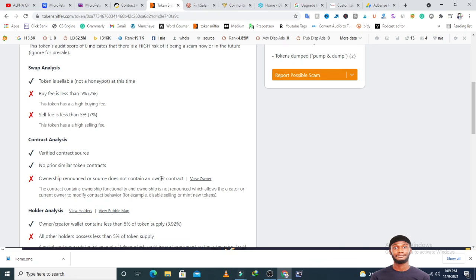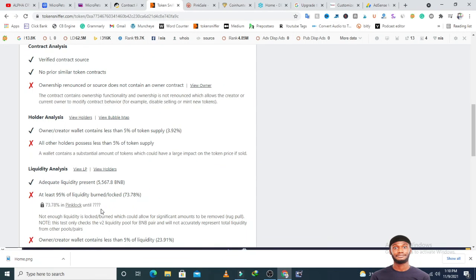The owner renounced all. That means the owner still has power to control this token. Now they said the contract contains ownership functionality and the owner is not renounced, which allows the creator to modify. The person can stop you from buying, from selling, from minting new tokens. And that means there could be a chance that anything can happen. Now look at this, they said the holder analysis: owner/creator wallet contains less than 5% of the token total supply. All other owners possess less than 5% of the token total supply. This is a very big red flag. The owner of this token has a very large amount of supply, and anything it does can have a very big effect on the token.